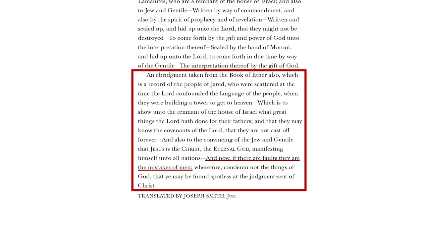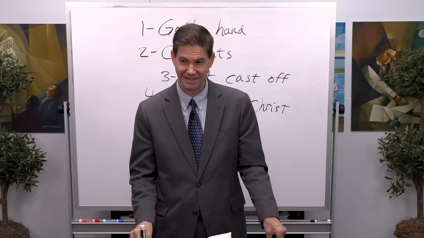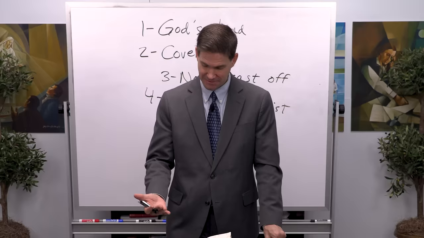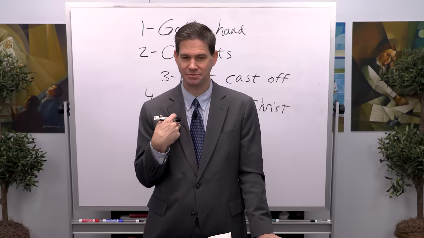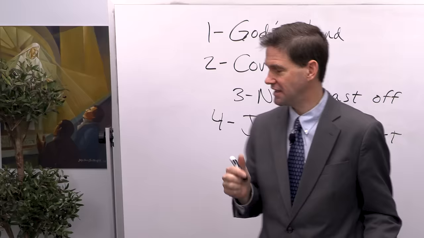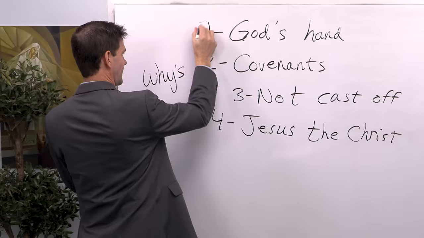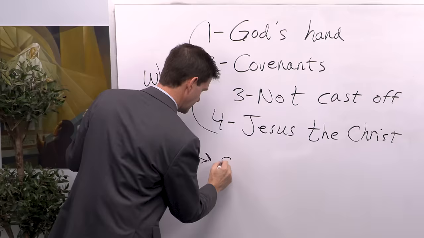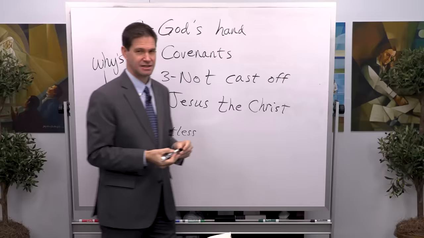Notice his conclusion. Wherefore, condemn not the things of God, that ye may be found spotless at the judgment seat of Christ. I think it's interesting that the very last thing that Moroni wrote is that ye may be found spotless at the judgment seat of Christ. That's his closure, it seems, if this is on the last leaf, which we're told it was. The bottom line of the Book of Mormon is Moroni wants us to be found spotless at the judgment seat of Christ. It's almost as if all of these whys here are intended for the ultimate why. It's for you to be found spotless at the judgment seat of Christ.